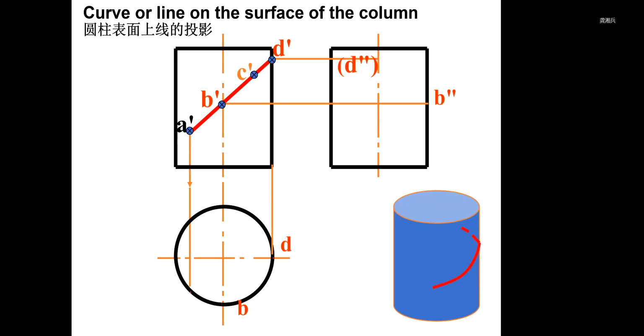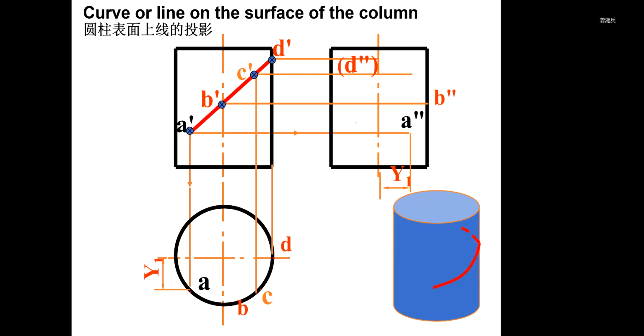A should be here, and then you get A there. You can use a helping line, the same thing. Well, A, B, C: C should be on this projection here. You get C there, so you get the answer at the curve line. Yeah, so this is the answer. This is the curve line.